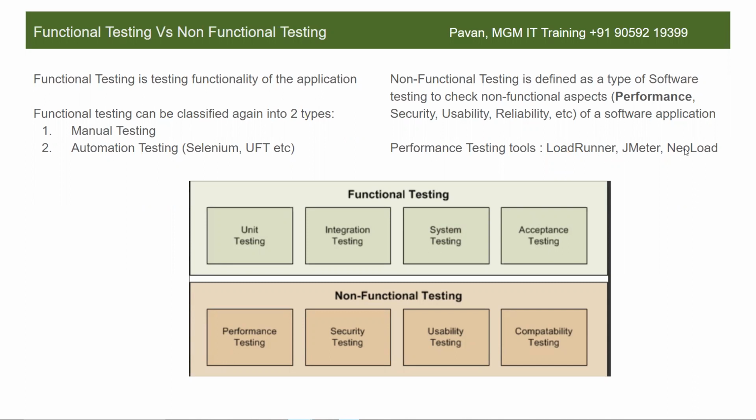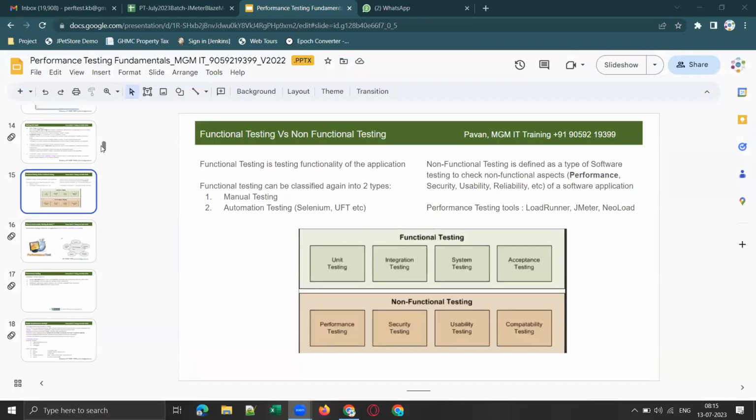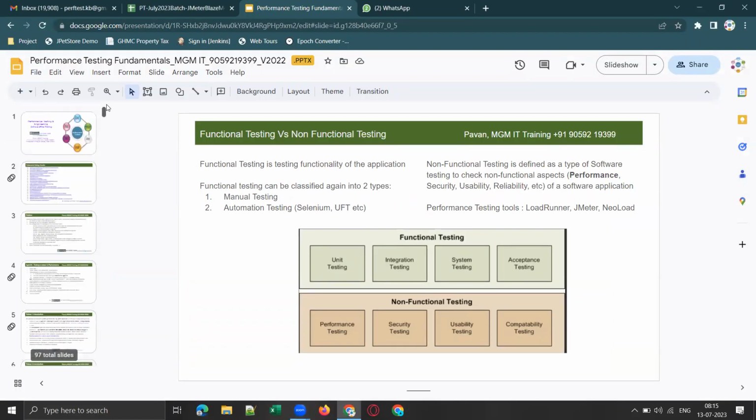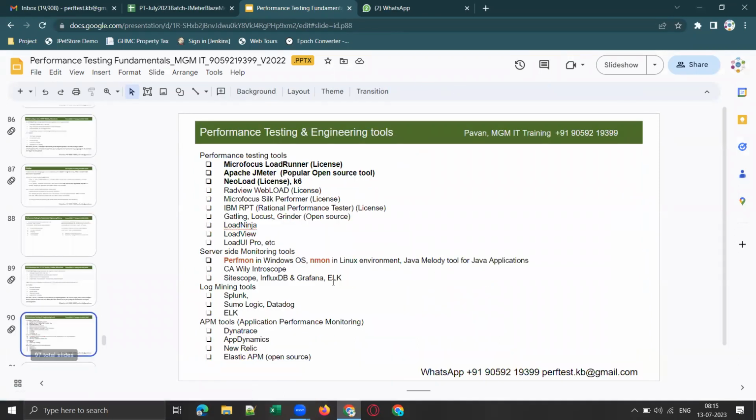So why it is gaining market share is because LoadRunner is a very costly tool. That is why other tools like NeoLoad, WebLoad, those who cannot afford the license cost of LoadRunner, they will go for economical tools like WebLoad or NeoLoad. There are a lot of performance testing tools in the market, by the way. Okay. So let me show you some of the important performance testing tools in the market.